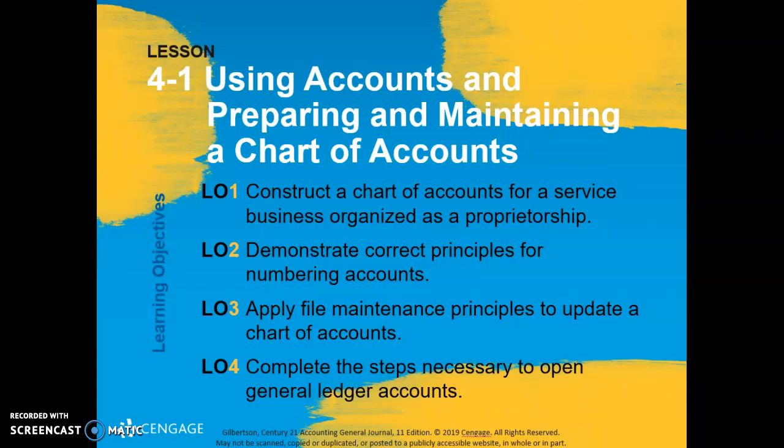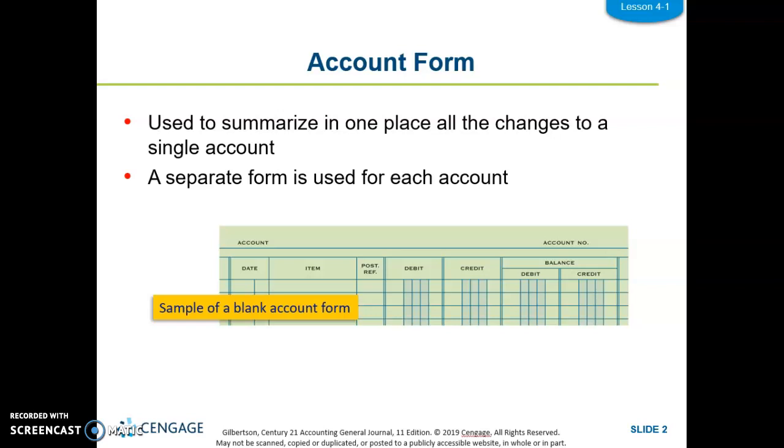open general ledger accounts. An account form is used to summarize in one place all the changes to a single account, and a separate account form is used for each account. Now, a journal is a permanent record of the debit and credit parts of each transaction, with transactions recorded in chronological order. However, a journal does not show in one place all the changes in a single account. If only a journal is used, a business must search through all journal pages to find items affecting a single account balance. For this reason, a form is used to summarize in one place all the changes to a single account, and a separate form is used for each account.